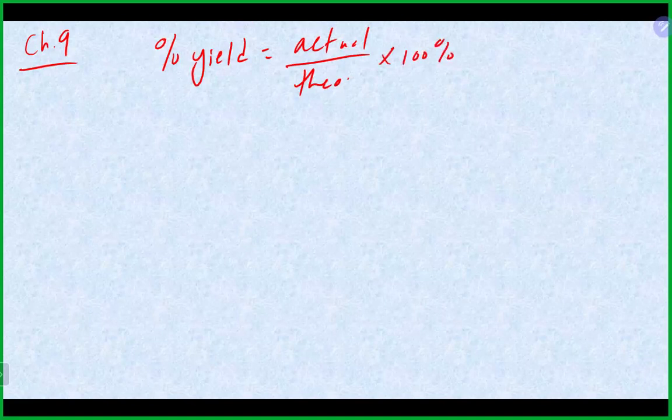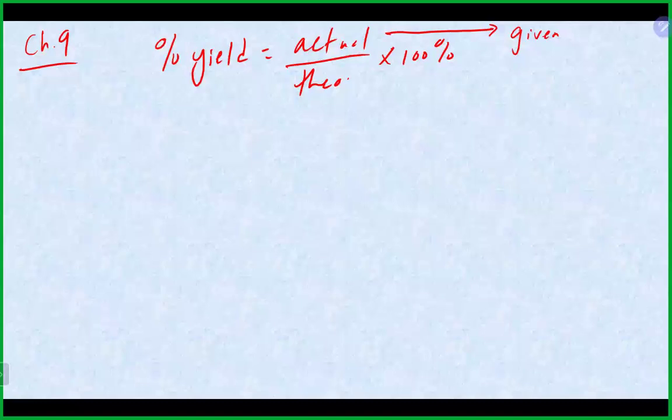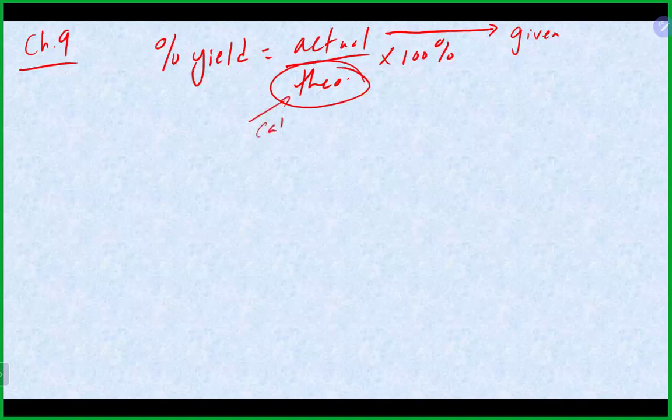As we talked about, in most book problems, you will be given usually this number here. The actual is usually given to you somewhere in there. It's the theoretical yield, which is your maximum yield, that usually you need to calculate. And this is usually the one you have to calculate. Remember that you usually will do some type of stoichiometry problem, which could just be a basic stoichiometry problem, or it could be a limiting reagent type of stoichiometry problem.